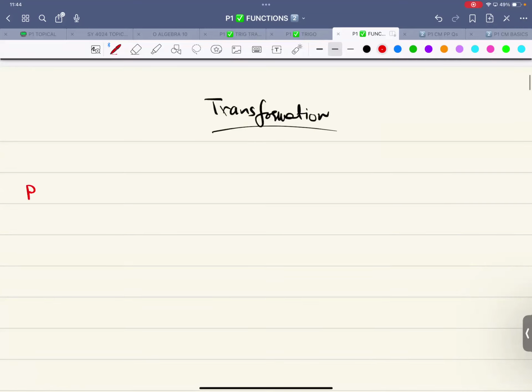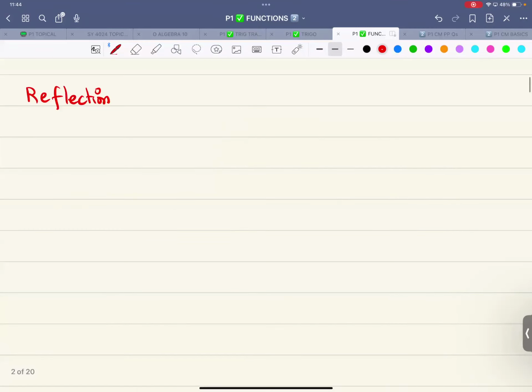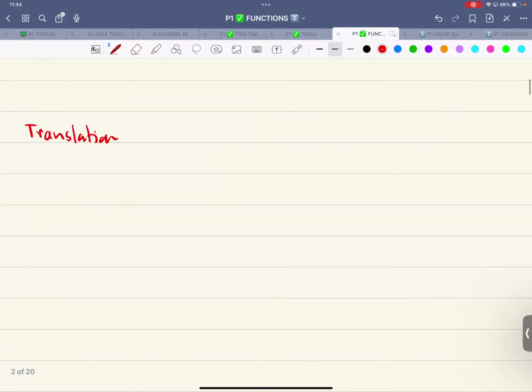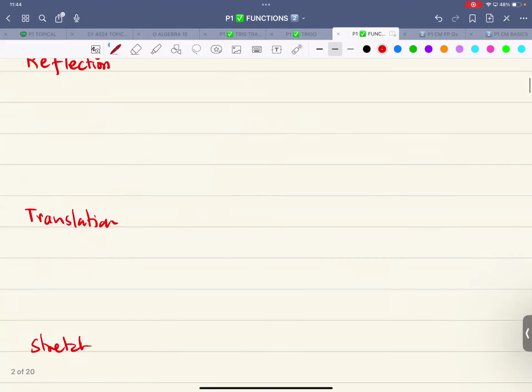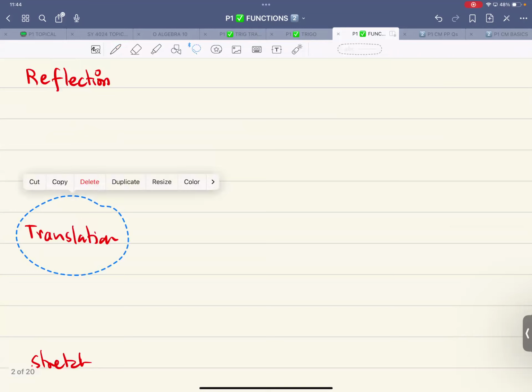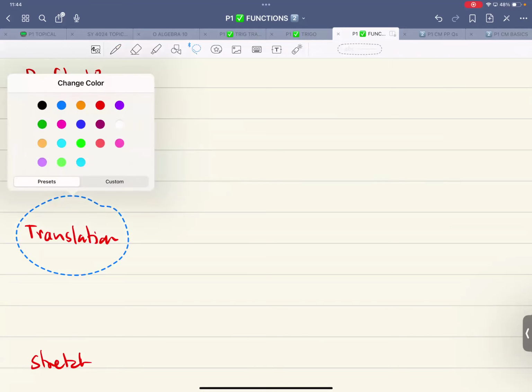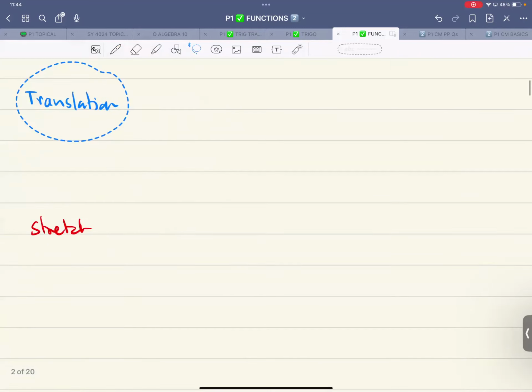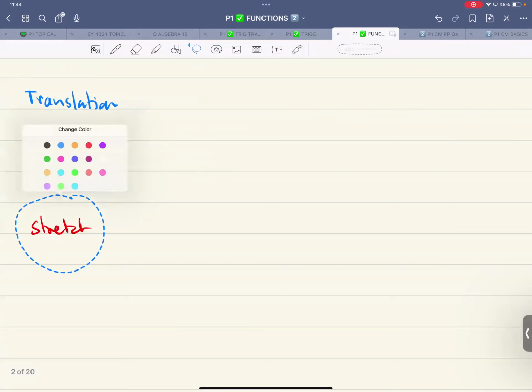In red, I'm writing reflection. With blue color, I'm writing translation. And a third color for stretch. So that is in green color.